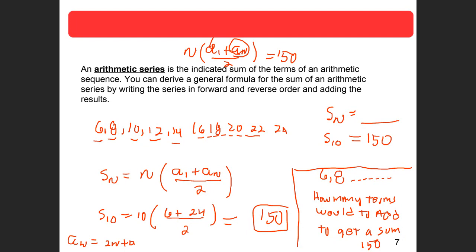So if you go n and then a sub 1, which we do know is 6, plus a sub n, well, we do know it's 2n plus 4, over 2, and that is equal to 150. I'm not going to show you how to solve this. This is up to you guys to solve, but this will really help you on the advanced problem this week. And if you don't get it, that's fine. Not everybody's supposed to.